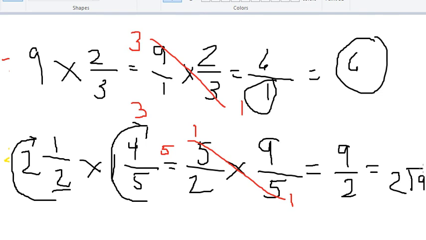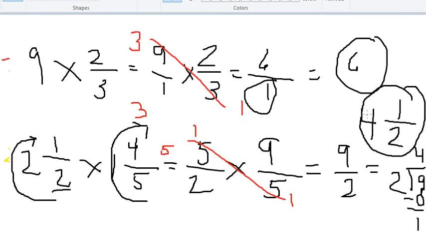Then we divide. Ilang 2 mayroon sa 9? Mayroon tayong 4. 4 times 2 is equals to 8. 9 minus 8 is equals to 1. So ngayon, ang ating sagot ay 4 ang whole number. Then, ang numerator, kung ano yung remainder, 1. And then, yung ating denominator, just copy 2. Ang final answer natin ay 4 and 1/2.